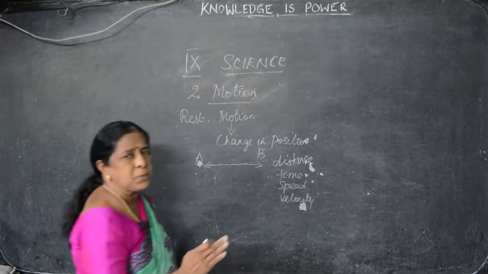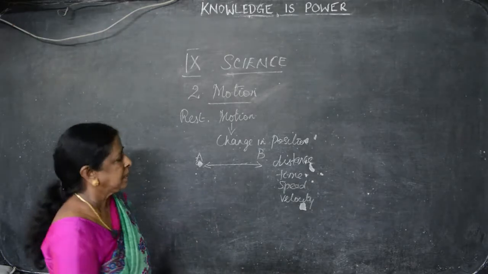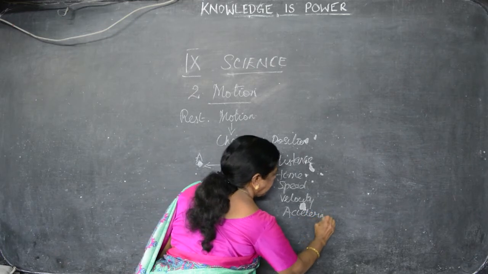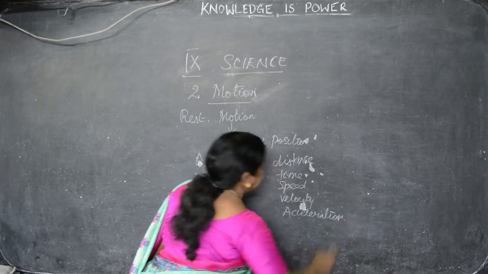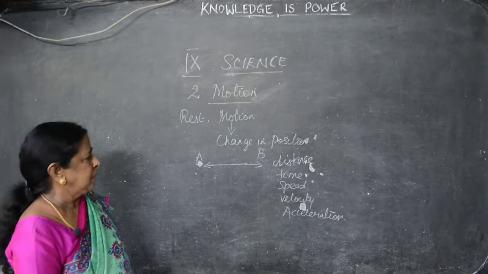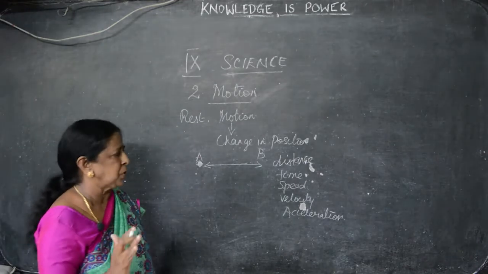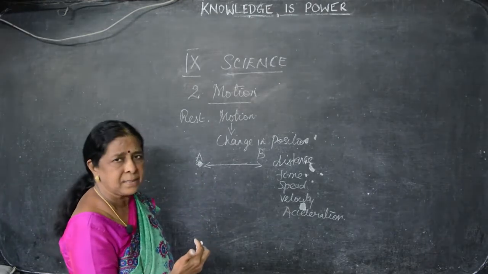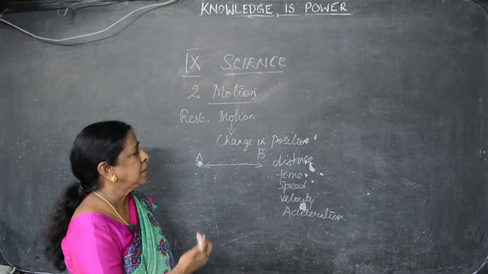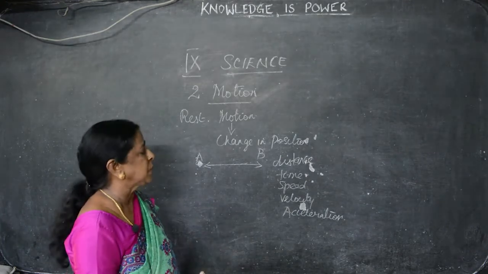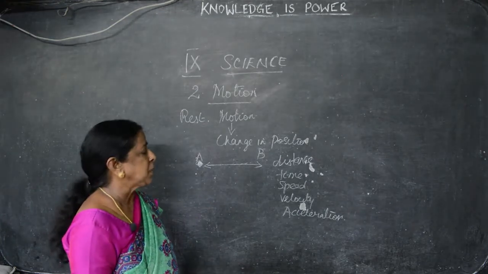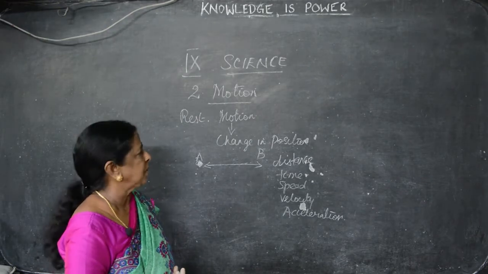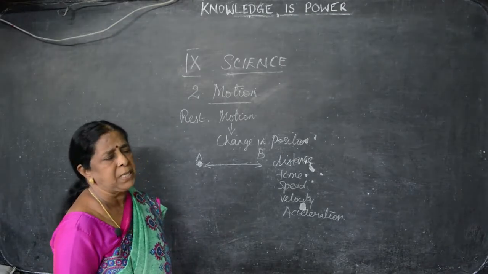Suppose the level of speed is increased, that is known as acceleration. These are the qualities of motion. Change in position is known as motion. So what are the things covered by motion? Distance and the time taken. The ratio between the distance and time taken is known as speed. Speed in a particular direction is velocity, and the increase in speed is acceleration. All these qualities are possessed by motion.